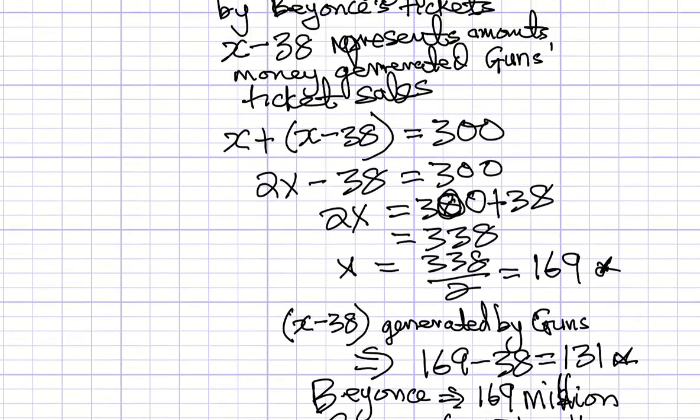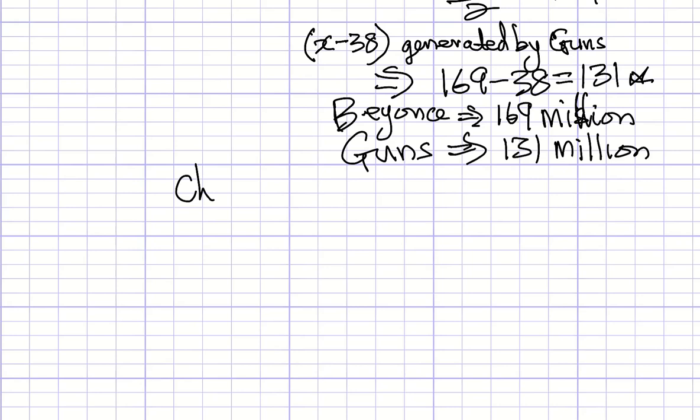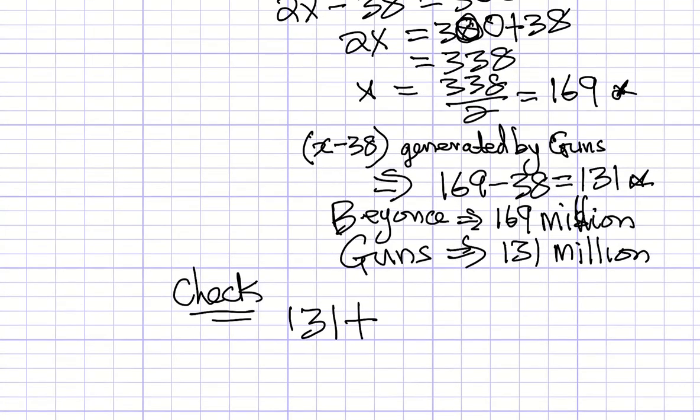But they said the total was 300 million. So let's add those two as a check. To check, you add those two, what do they get? You get 131 plus 169. Yeah, it adds to 300. All right, it adds to 300 million. So we did that, right? Okay, so we'll move on to the next one.